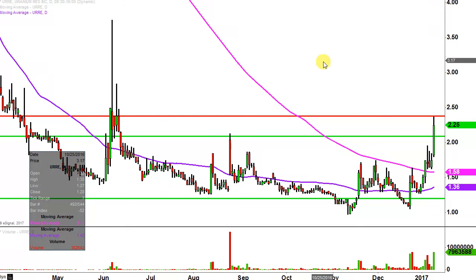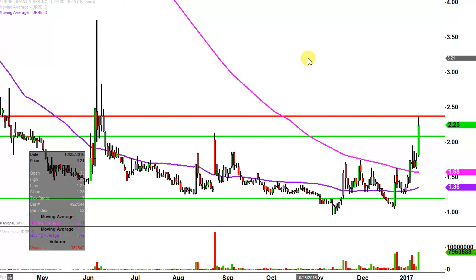But at the end of the day, top priority in my opinion is not breaking levels of resistance. It's just to keep on putting in those higher lows like it's been doing, because as long as the chart does that, the long-term chart's going to take care of itself.